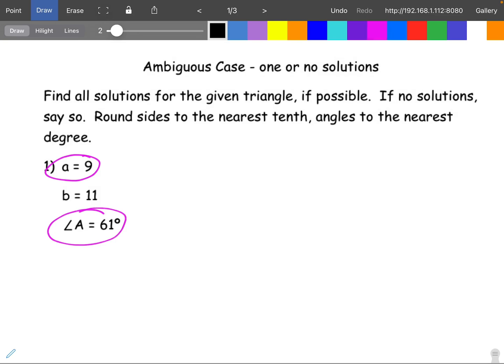So let's make our list of what we don't know, though. So I'm going to start with my angles. I know angle A, but I do not know angle B. I do not know angle C. That's all of my angles. And then for my side lengths, I know little a, I know little b, but I do not know little c. So those are the three things that we need to find. We're given three things, we need to find three things.